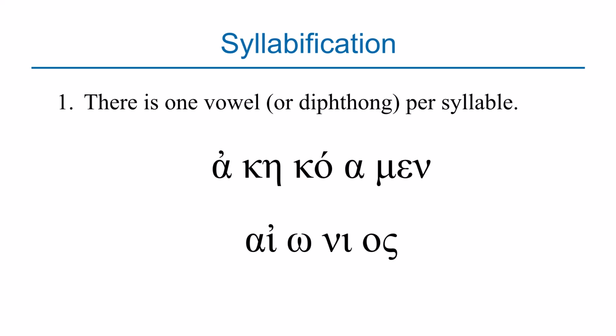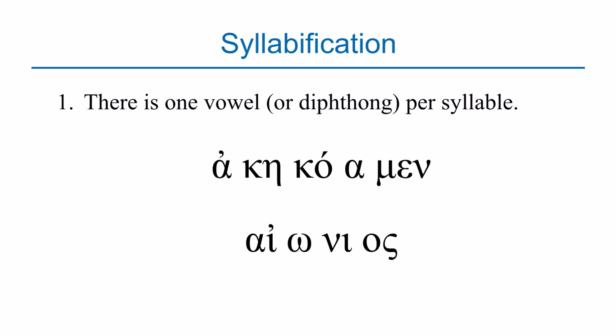So again, to remind you, starting from the left to the right, always look for vowels and divide immediately after the vowel unless there's a diphthong. In that case, you skip the diphthong and you divide immediately after the diphthong. So rule number 1 says there should be one vowel per syllable unless you have a diphthong.